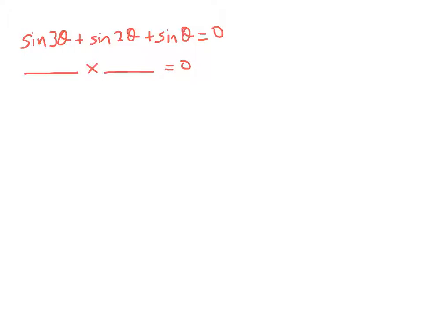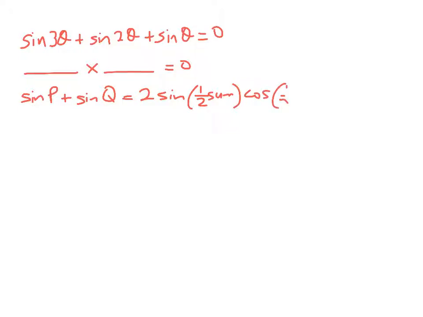We're going to remember that if I've got sine of P plus sine of Q, it is equal to 2, and then it's sine of half the sum, times cos of half the difference. Let's just see what's going on with the silly iPad. There we go, that's better.